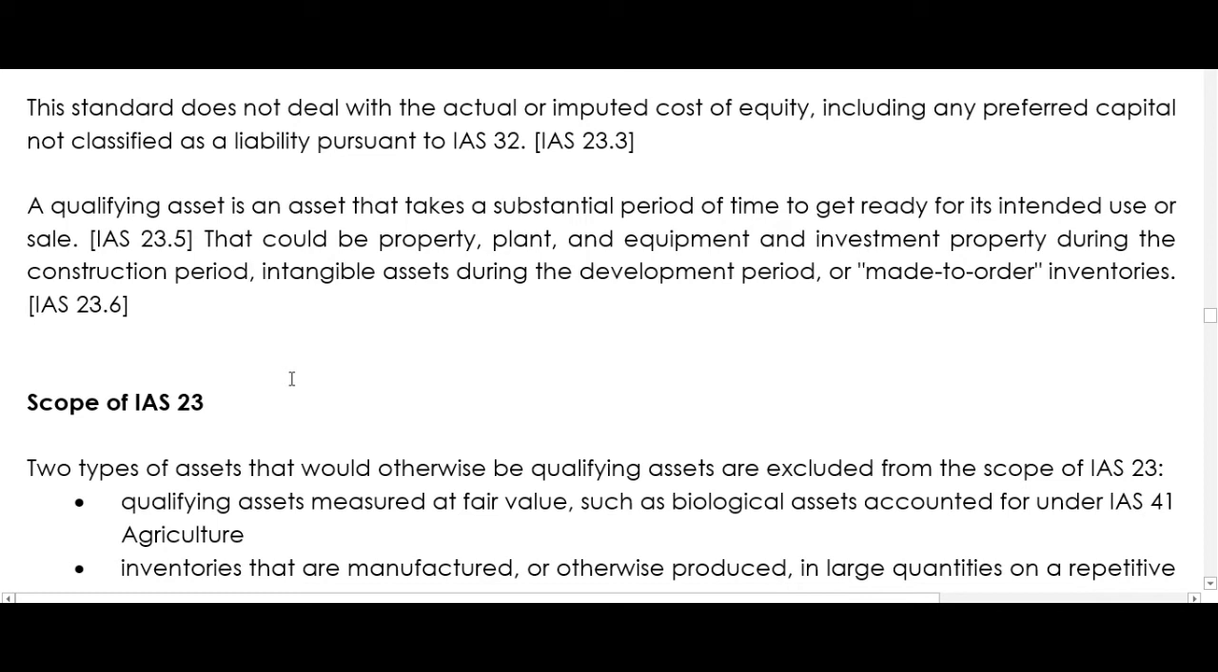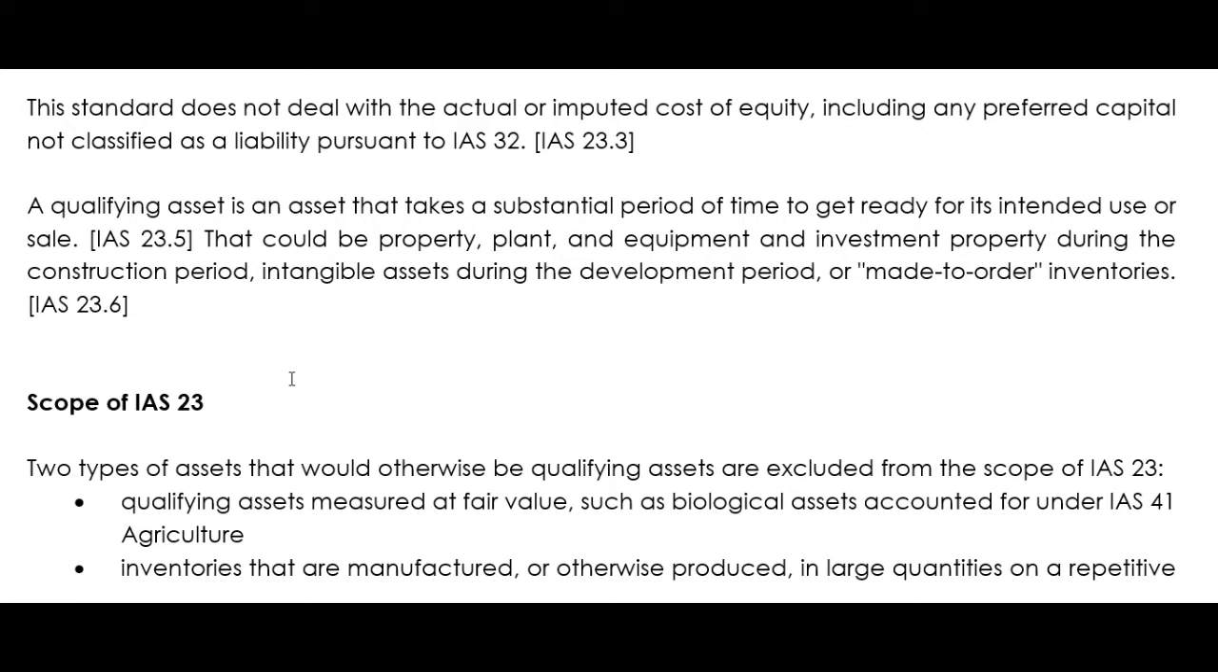Please take note that the standard does not deal with the actual or imputed cost of equity, because cost of equity is not considered a borrowing cost. We are only talking about borrowings from our creditors, or those that are treated as liability components of our financial statements. So it will also not include any preferred capital, because these are not classified as liability.